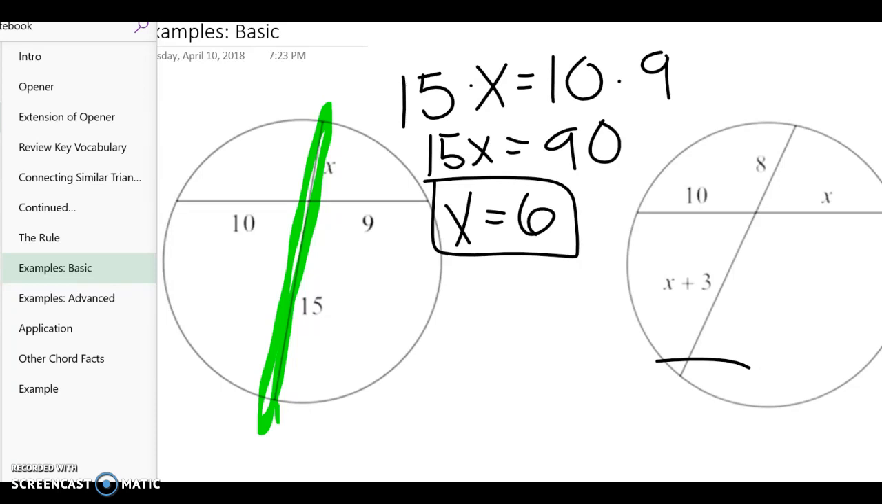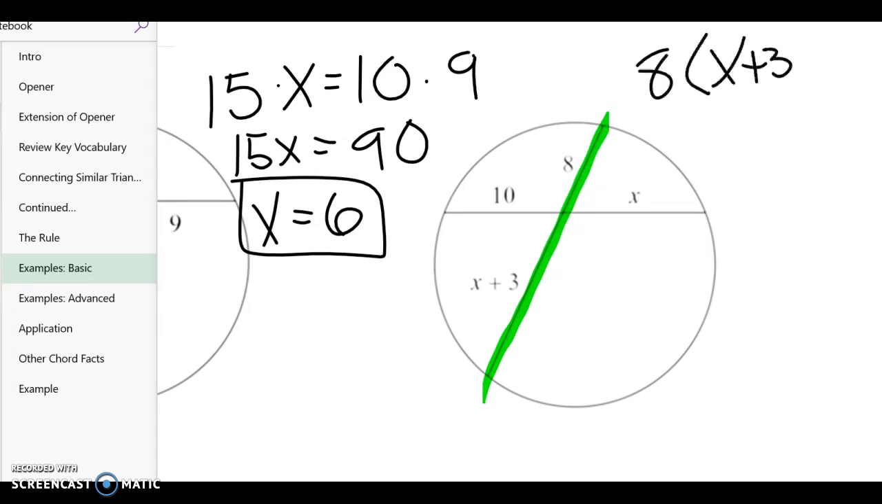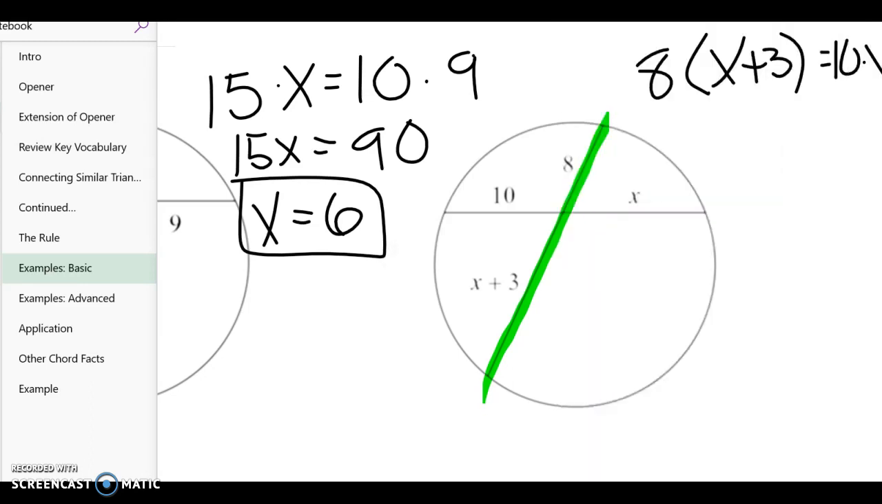And all we can do from here is just make it a little bit harder. So let's look at this next example. Let me grab my pointer so I can slide over. Remember, we're looking along a chord, so I like to highlight just one chord. I'm multiplying along that straight line. So 8 times x plus 3 has to equal 10 times x. So when I distribute, 8 times x is 8x, 8 times 3 is plus 24, has to equal 10x.